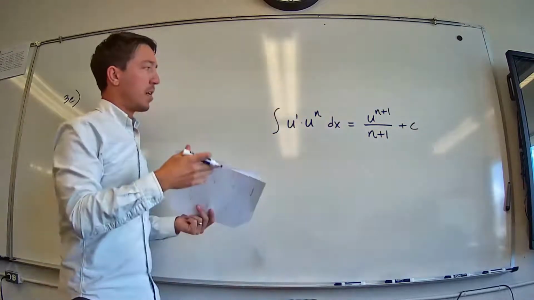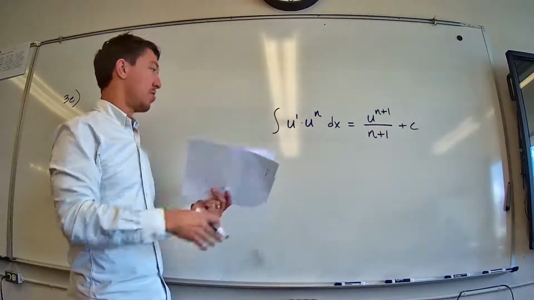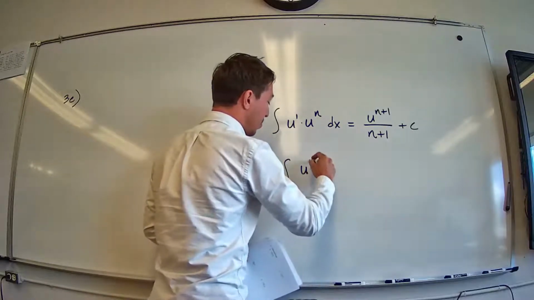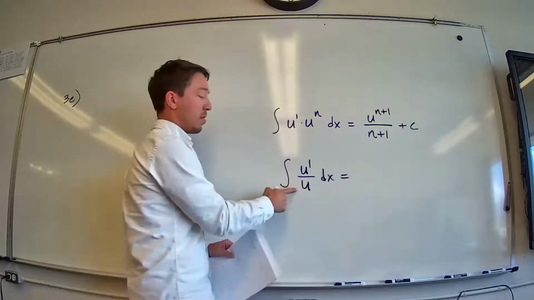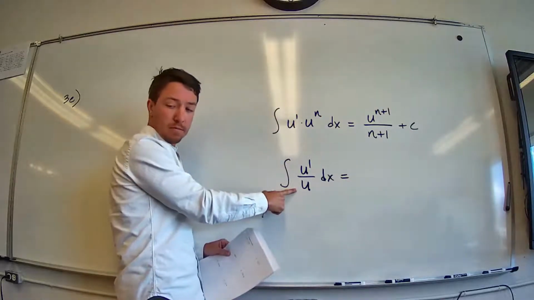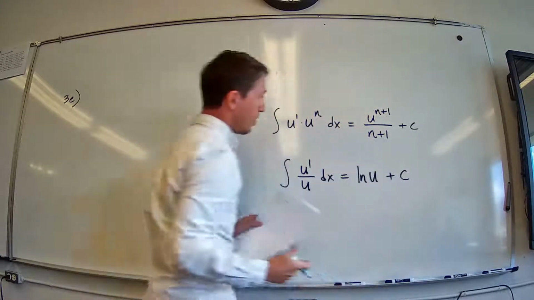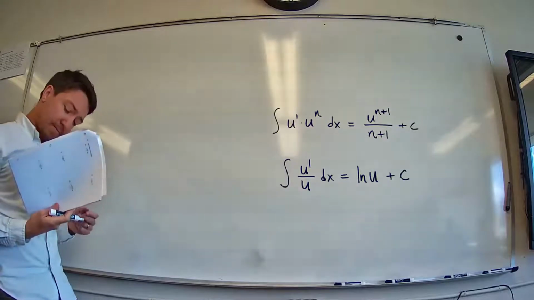Or maybe you're dealing with some other chain rule. There's a few different forms you've got to look out for. One is u prime over u. Who remembers this one? What did u prime over u give you? Natural log of u. So that's what you're using for a lot of these.